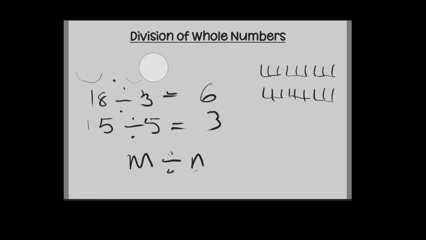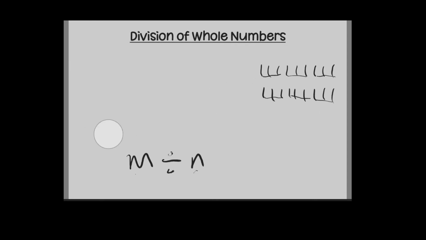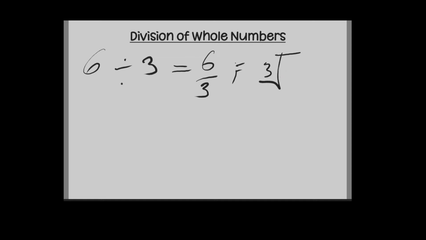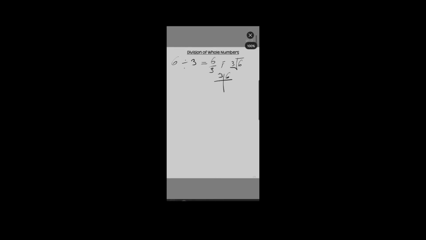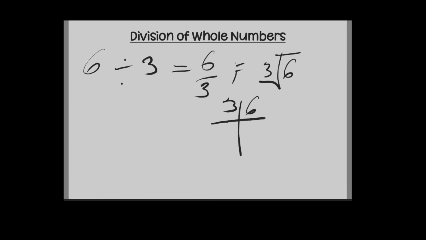But what if the division we're talking about gives us a remainder? How do we know that? Let's go to our example: 6 divided by 3. We'll write it as 6 divided by 3, but we can also write it this way. Some people put 6 and they put 3. So you can write it many ways. Let's say we write it this way, 6 divided by 3.